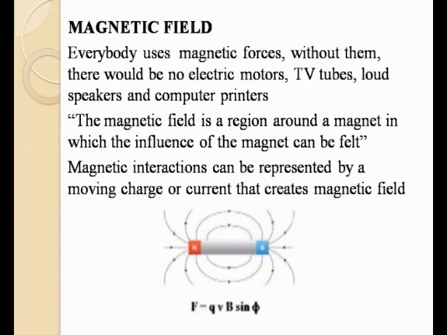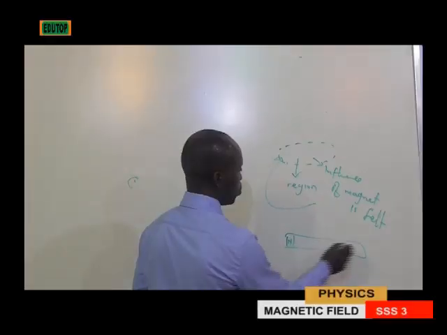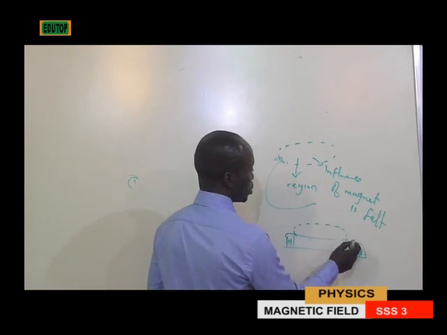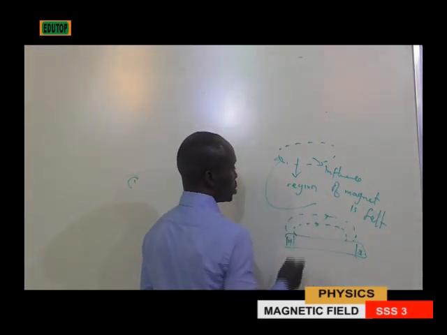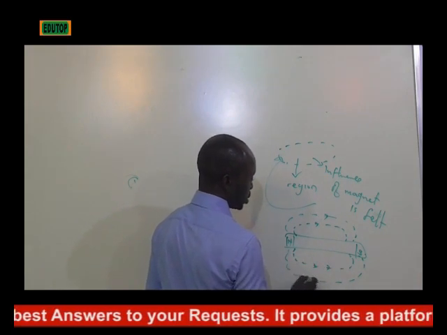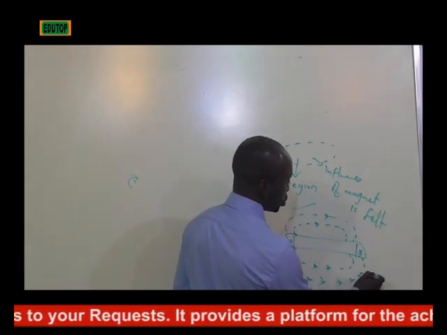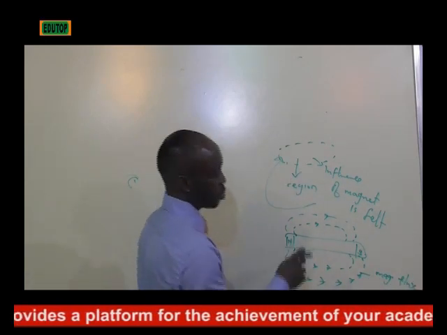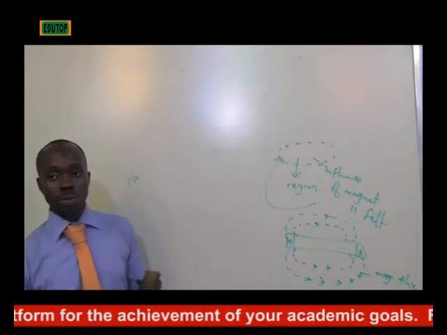Now, magnetic direction can be represented by a moving charge or a current that creates a magnetic field. If you look at our diagram, we have a north pole and a south pole. This is the magnet itself. Now we have some flowing waves. It's actually invisible. Those flowing waves explain the direction in which an object is attracted. Those flowing waves are called magnetic flux. So those waves exist each time a magnet is super active.